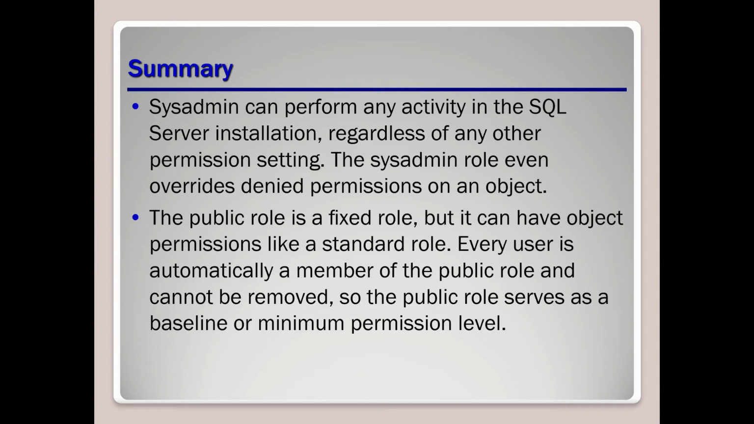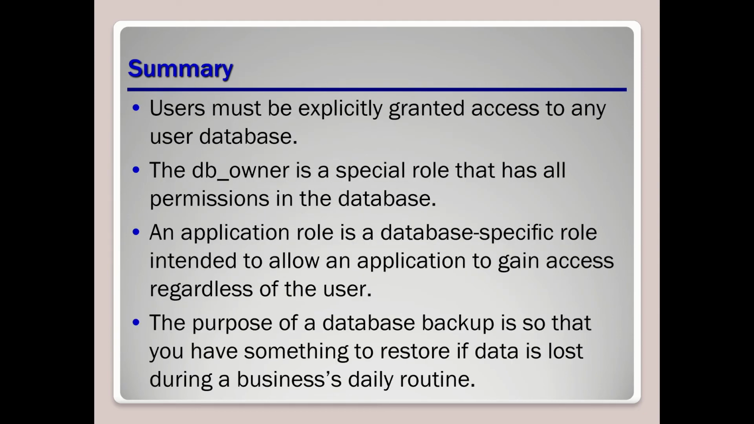So the public role is a fixed role but can have object permissions like a standard role. Every user is automatically a member of the public role and it cannot be removed. So the public role serves as a baseline or minimum permission level. Users must be explicitly granted access to any user database. The DB owner is a special role that has all the permissions in the database. An application role is a database-specific role intended to allow an application to gain access regardless of the user.